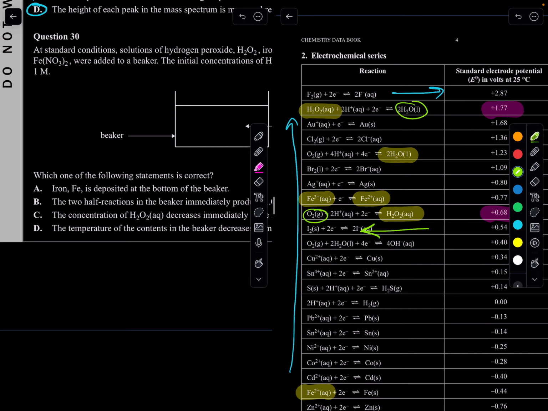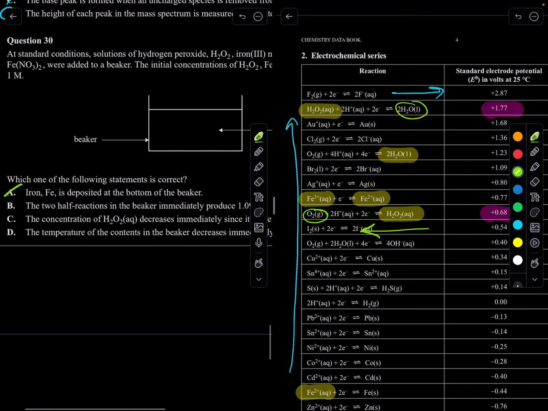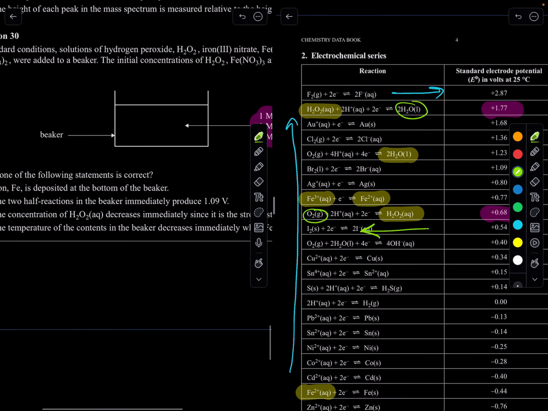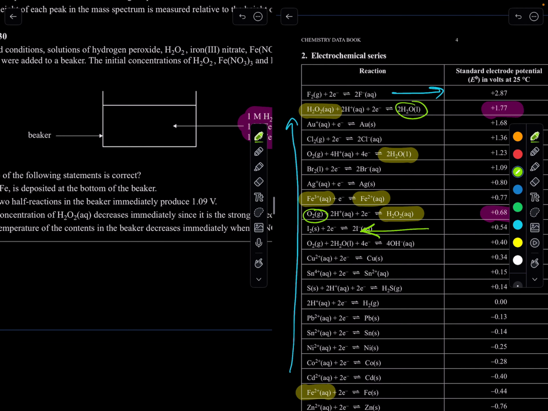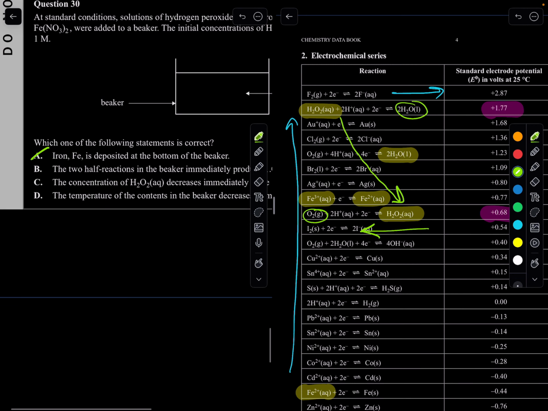So that's wrong. B, the two half reactions in the beaker immediately produce 1.09 volts. Rubbish, like we said at the start. We're not even going to produce a voltage. There is no way, it's not even a circuit. We're just going to produce thermal energy. It's just going to be a spontaneous reaction between this and that here. So H2O2 and H2O2 again, they're both reacting at the same time, and they're just going to produce thermal energy. You're not even going to produce any voltage. So absolutely wrong. Be careful with that.